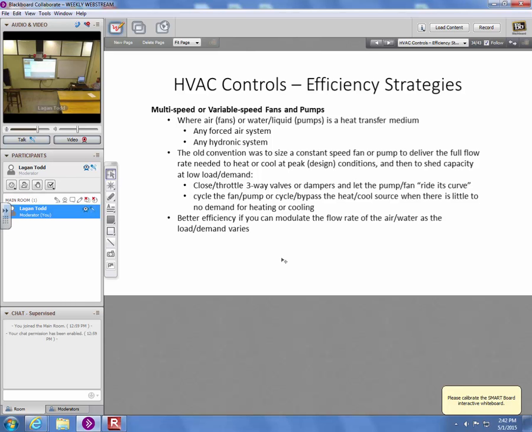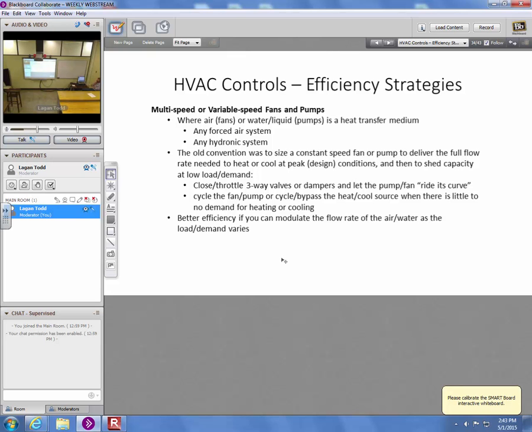And the old convention was to size a constant speed fan or pump to deliver full flow rate whenever it was needed, and then to shed capacity at low load or demand by either closing or throttling a three-way valve or a damper, and let the pump or fan do what we call riding its curve. I'll explain that a little bit more in a minute. But or you can cycle the fan or the pump, or cycle some bypass.